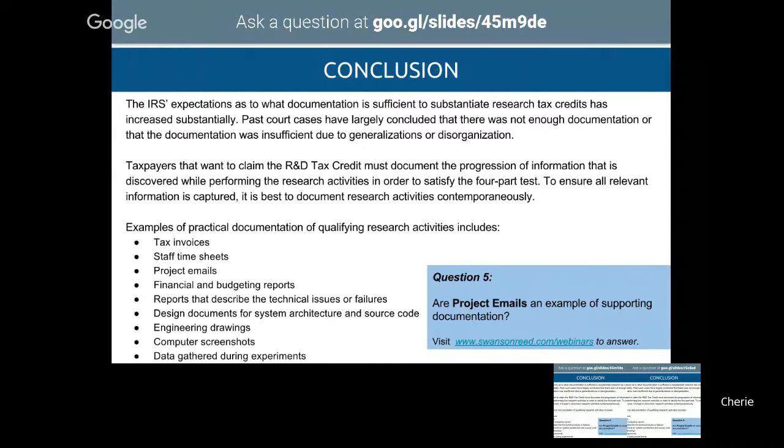Here are just a few of the types of documentation we ask for when substantiating a claim. Staff time, project emails, financial budgeting reports, engineering drawings, computer screenshots. So your 5th and final test question today, are project emails an example of supporting documentation? And if you said yes, you are absolutely right.